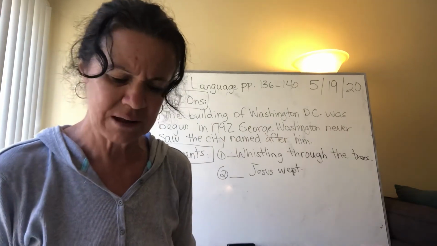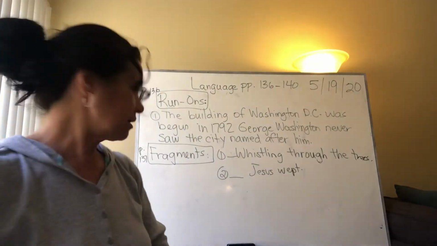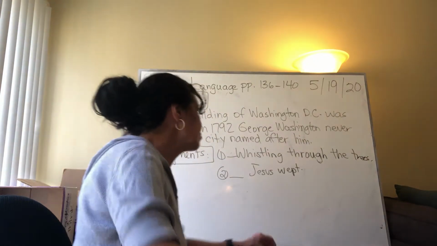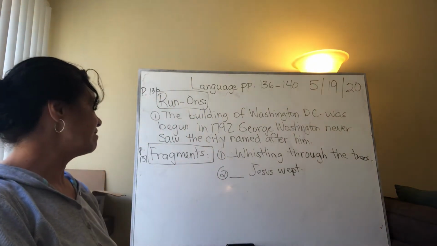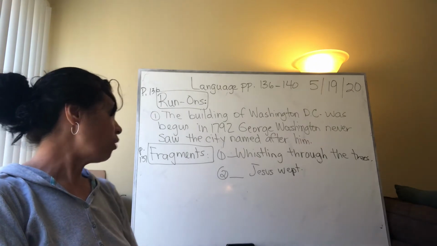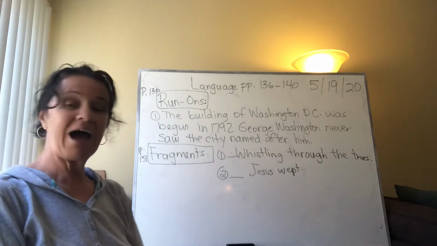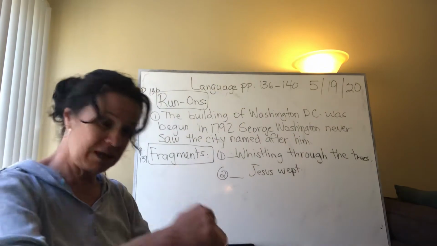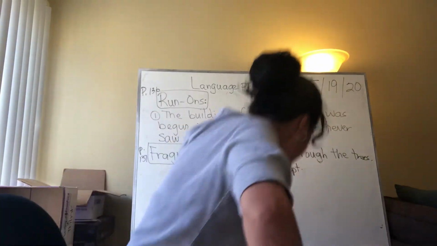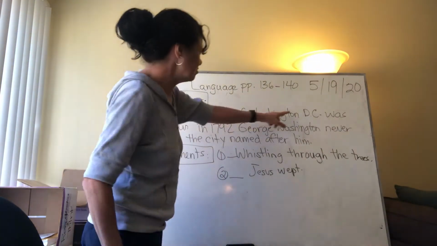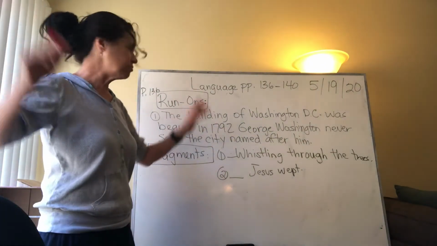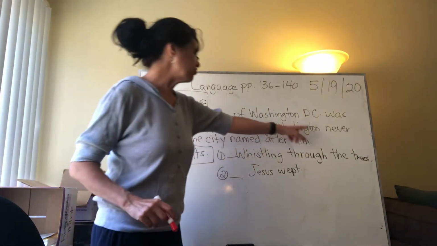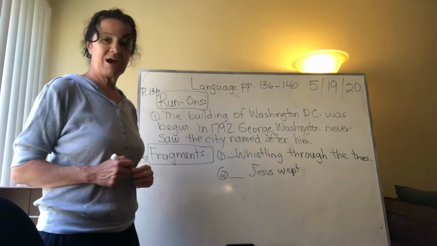You can just add it right there in the sentences where you should put the commas and the connecting words. So the first sentence says, I'll do it in red so you can see it. The building of Washington, D.C. was begun in 1792. George Washington never saw the city named after him. Okay, so those are two sentences. The building of Washington, D.C. was begun in 1792. That should be its own sentence. Then, George Washington never saw the city named after him.